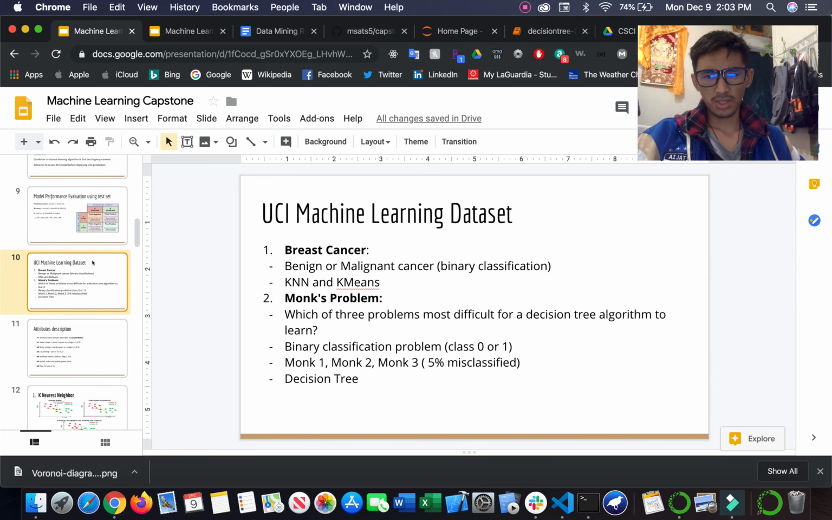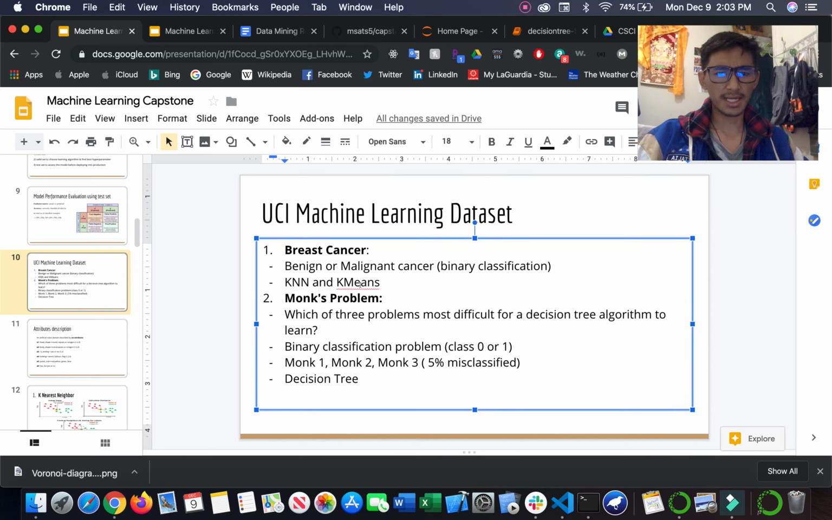Okay, so the datasets we use are breast cancer and the Monk's problem from the UCI machine learning repository. The breast cancer dataset is basically trying to see if it's a benign or malignant cancer. Benign, I think, was 2, and malignant is 4. So it's basically binary classification. We're using KNN and K-means with this dataset.